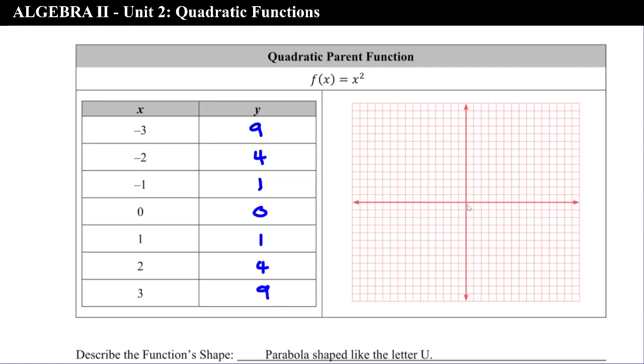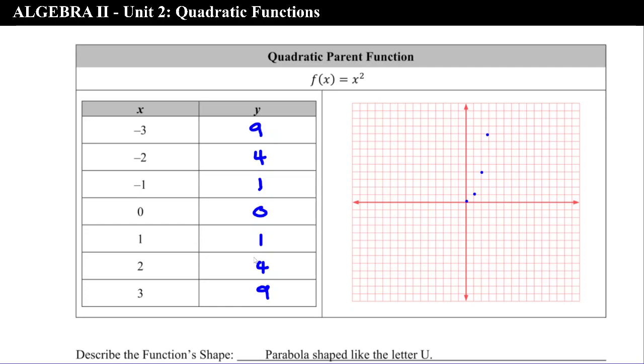So that gives us some points to work with as we draw a parent function. Let's start here with the middle, 0, 0. That's going to be our vertex because everything else on the y-axis is higher than that. So this is the lowest point of our graph, which means we're going to have a minimum. Let's go over and graph 1, 1. So we go over 1, up 1 to get to 1, 1. Let's graph 2, 4, over 2, up 4. And then 3, 9, over 3, up 9.